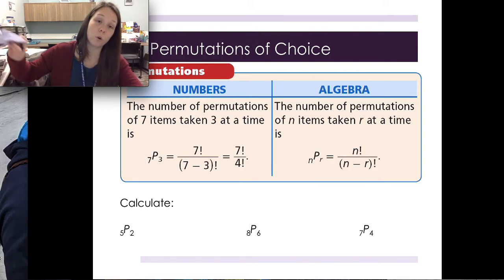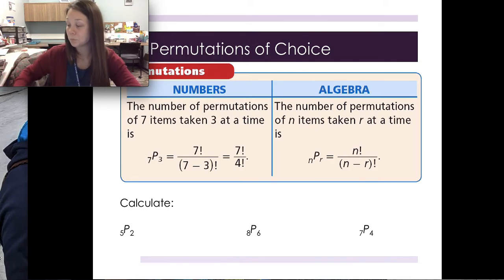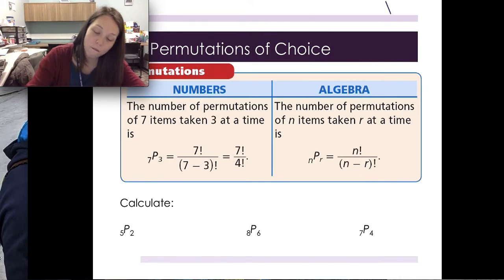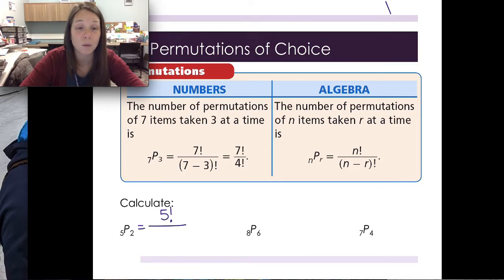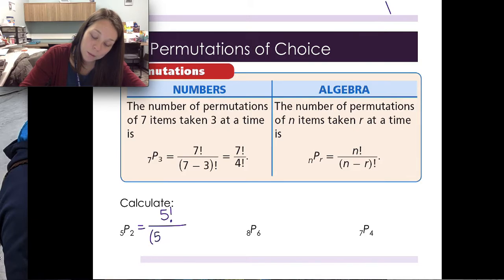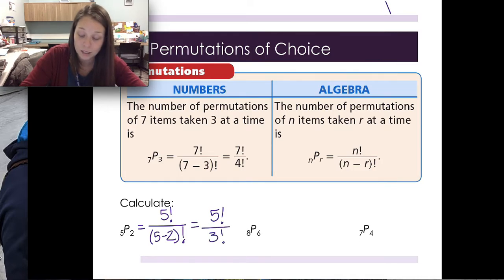There is, of course, a very formal formula for this, and it is nPr, n standing for the total number of options that you have, and r is determining the number that you're selecting. So 5 permutation 2 means 5 is my total number of things I have, so 5 factorial on top. Then on the bottom, I'm going to take the difference between those two. So 5 minus 2 factorial, because I'm dividing by the number of things that I'm not selecting. So 5 factorial divided by 3 factorial.